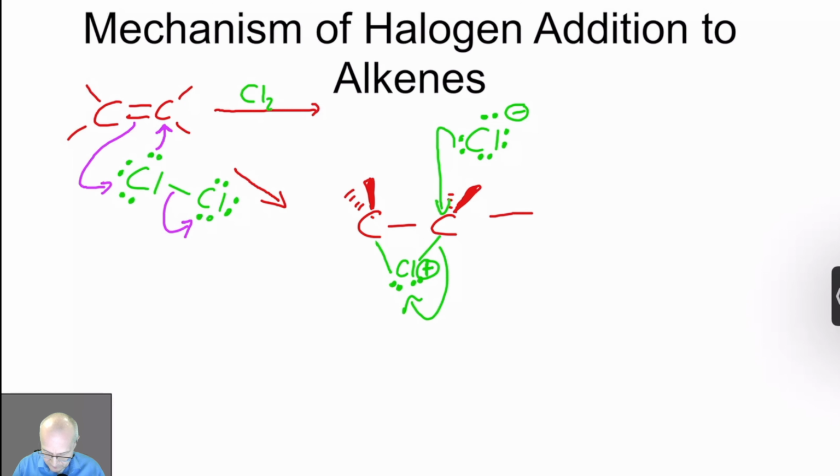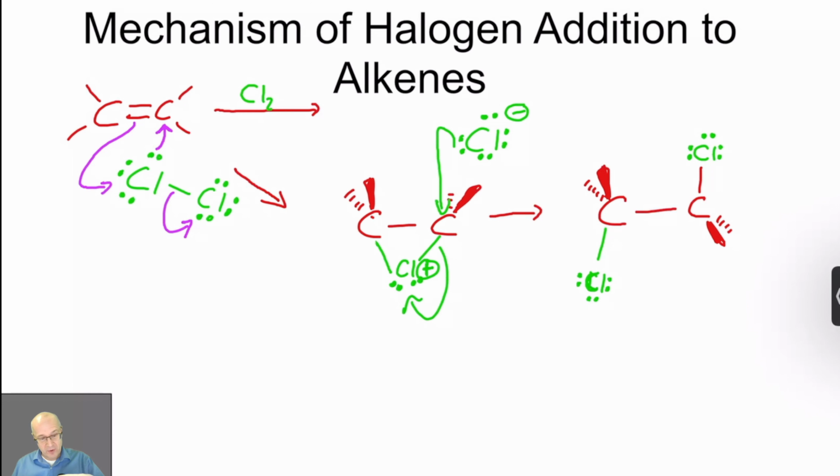And when that happens, you get the following. And there you go. So that's the mechanism. That's how it occurs. The only thing that's a little strange is this mechanism here, because three different things have to kind of happen at once. Pi bond attacks the chlorine, the other chlorine group leaves, and the original chlorine right here has to close the chloronium ring. And it kind of all happens at once.